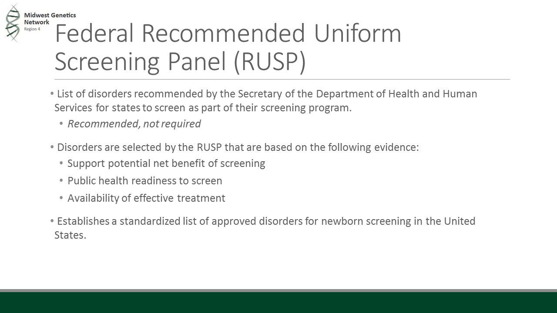It's important to note that the R in RUSP stands for recommended and not required, which means that each state program still independently chooses whether they will screen for the disorder or not. And disorders are added currently to the RUSP after thoughtful consideration of a host of criteria, again, largely based on the previously mentioned Wilson and Jungner criteria. Next slide.